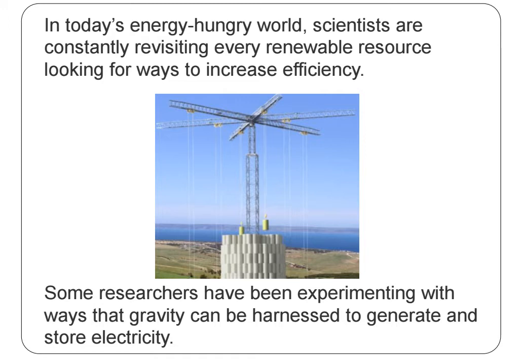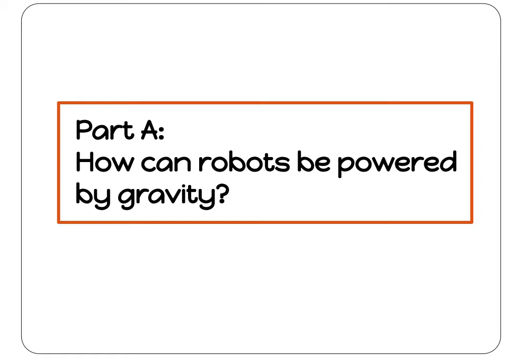Scientists who are on a search for green energy sources are finding ways to use gravity to generate electricity, like the tower you see in this picture. Gravity pulls weights that turn turbines on a generator that produces electricity. Now that's creative engineering. In our engineering challenge, we are going to find ways to power robots with gravity.